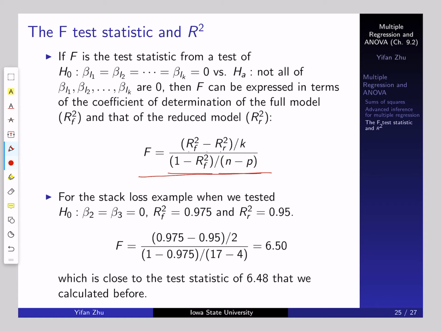And for the stack loss example, for the full model, we have the R squared equals 0.975, and the reduced model has an R squared of 0.95. And the F statistic calculated using the R squared is 6.5. And this is close to the value we have calculated before. We obtained the F of 6.48 from the JMP output.